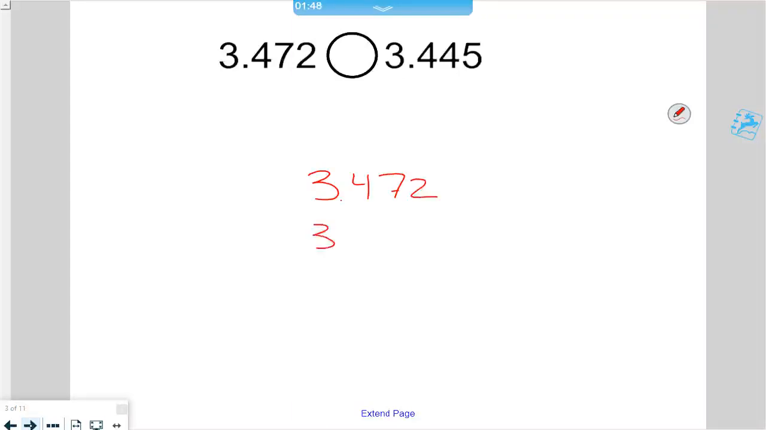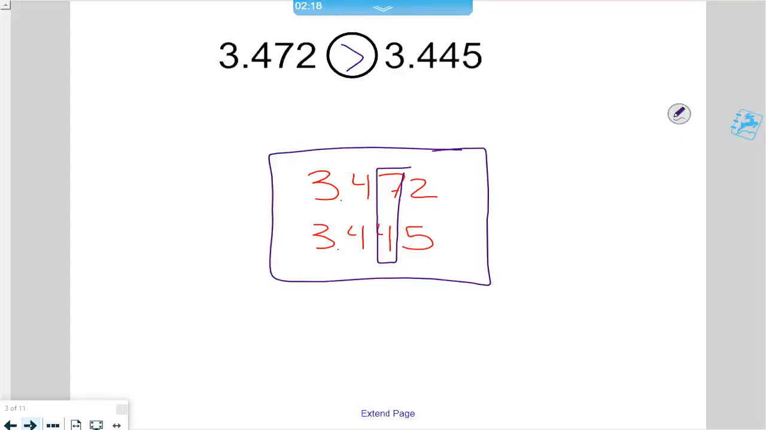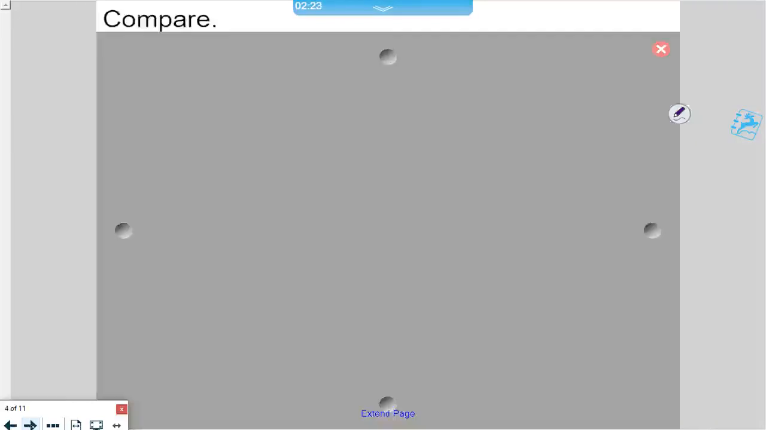3.472, and 3.445. We're going to look to see if the numbers are the same. 3 and 3, there's nothing different. 4 and 4, nothing different. So when we get to this spot right here, we're going to look. Which number is greater? Is 7 greater than 4? It sure is. So that means that 3 and 472 thousandths is greater than 3 and 445 thousandths. It is key to line these up. Line them up every time so that you can figure out your answer really quick.